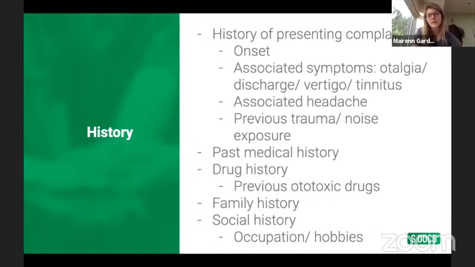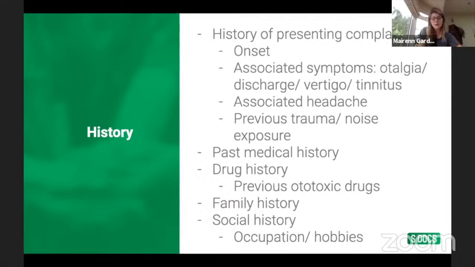And on discussion with the patient, try and assess whether they've had any previous trauma or noise exposure that they can think of that may have contributed to their hearing loss. Discuss past medical history. Some of these patients may have Down syndrome or other craniofacial disorders, which can affect the anatomy of the ear canal, which can cause some of these problems. Patients might have had recurrent ear infections in the past. All of these may contribute to a cause of hearing loss.